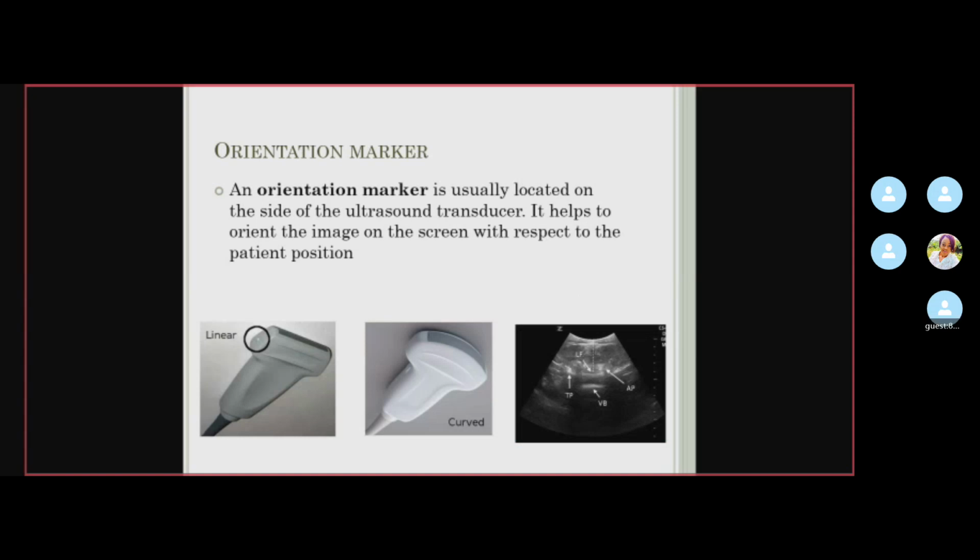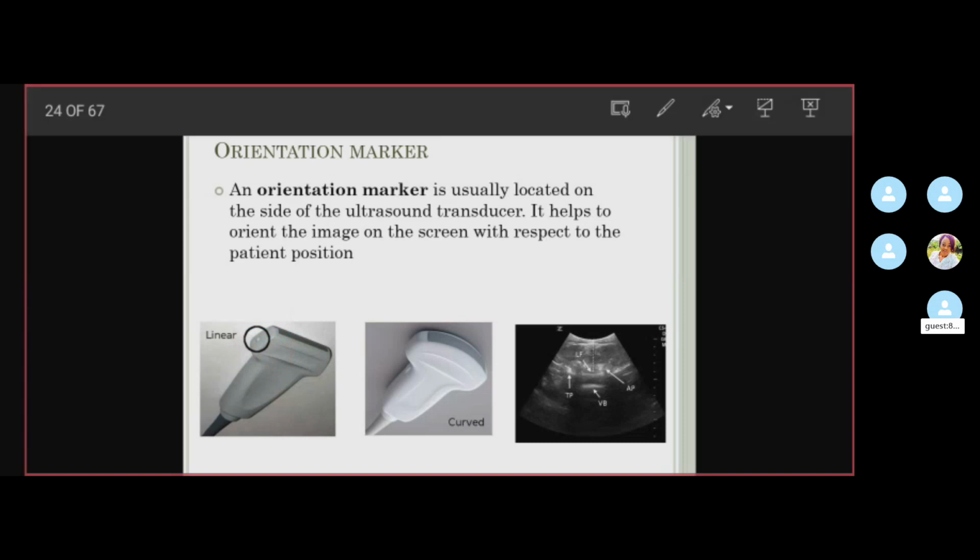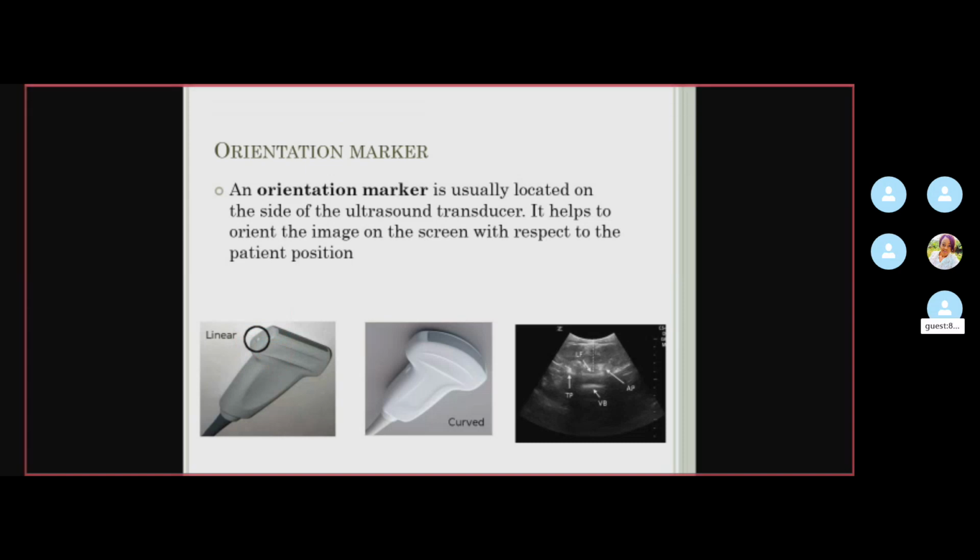So once you get a chance to see a transducer, just hold the transducer and feel. You will find a slight raised part on that transducer. Here you can see in the linear transducer a small dot. This is the orientation marker. Some of them will show as a dot, or some of them will have a raised portion. It is kept because it will tell us the direction, how the image will be presented on the console or the monitor.